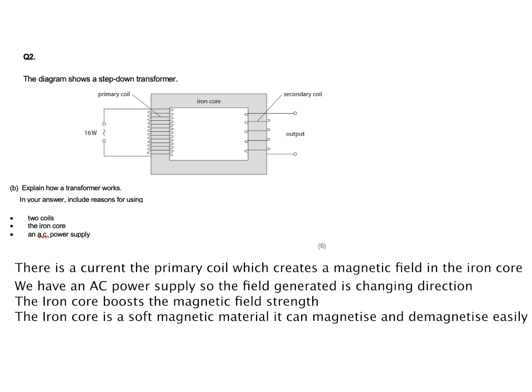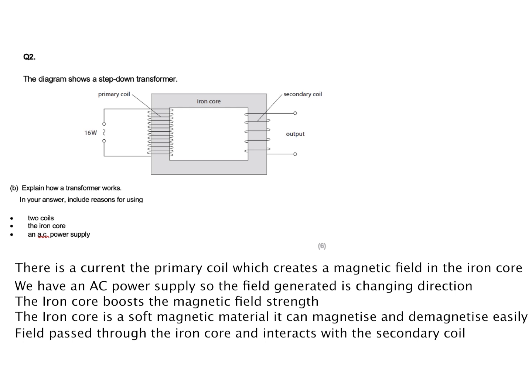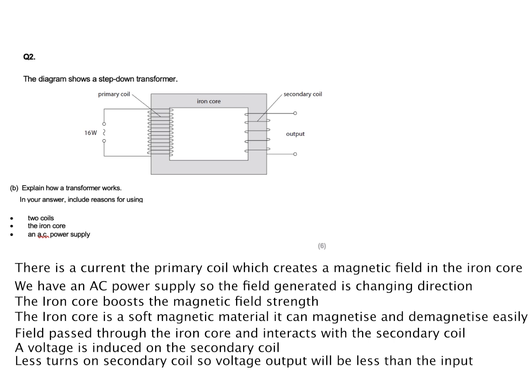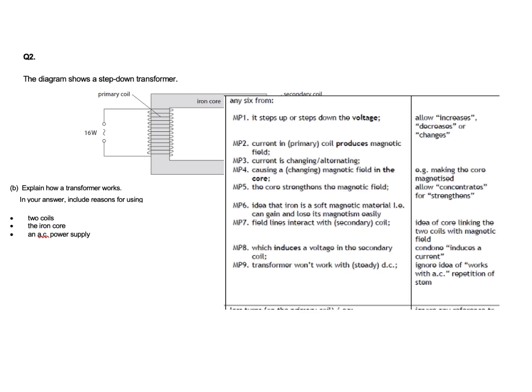Now, that constantly changing magnetic field, as we said, is passed through the iron core to the secondary coil. Therefore, the secondary coil interacts with this changing magnetic field, and a voltage is induced across the secondary coil. And as we can see in this example, we have fewer turns on the secondary coil, and therefore the voltage induced on the secondary coil will be less than the voltage supplied on the primary coil. And if we check our answer against the mark scheme, we have it steps up or steps down the voltage.